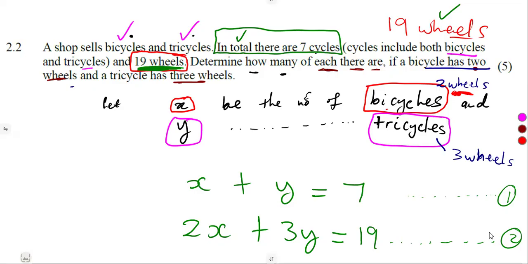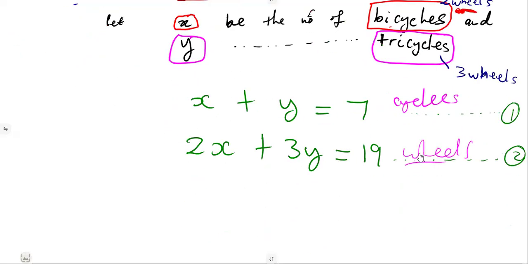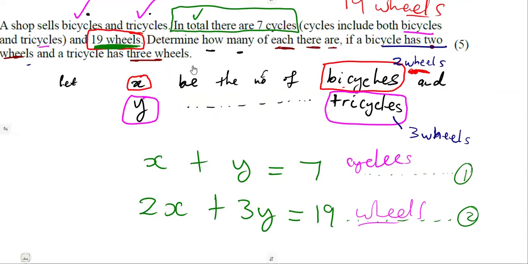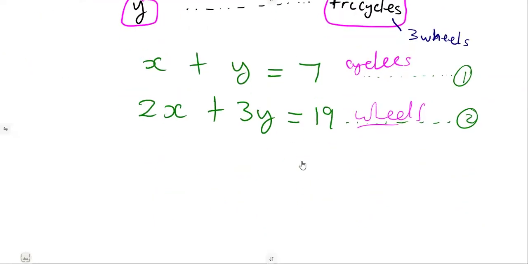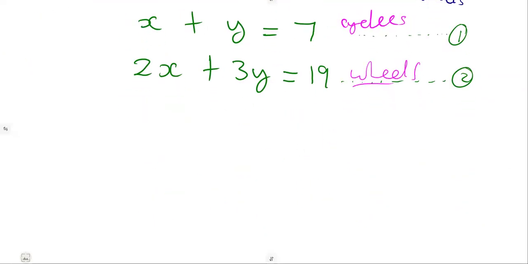Formed from the total number of wheels. So the first one was made from the cycles, and the second one was made from the total number of wheels. In either one we have X and Y, where X represents the number of bicycles and Y the number of tricycles. So by solving for X and Y, we are finding the number of bicycles and tricycles that we have. So how do we solve? Using any method, elimination, substitution, it's in your hands.